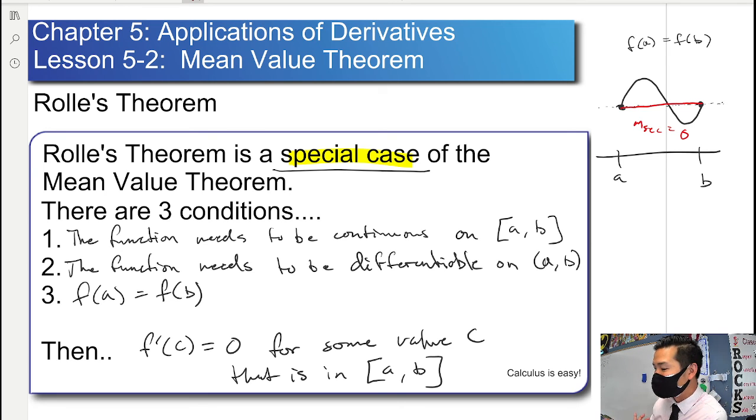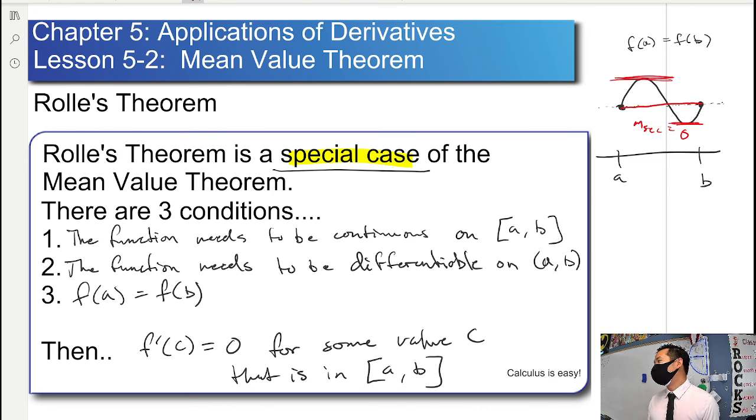Which means that the slope of the tangent line should be equal to what? 0. Do you see it? You're guaranteed to have a point where it's equal to 0. And in this case, we have 2. That's all Rolle's theorem is. Rolle's theorem is a special case. If f of A equals f of B, the secant line slope is 0. Therefore, the derivative should be equal to 0 at some point.